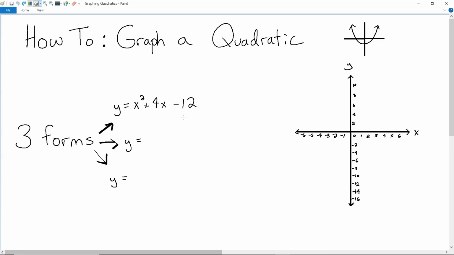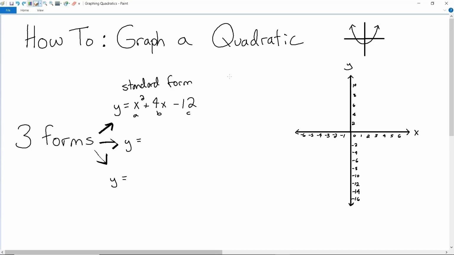So, starting right off the bat with a quadratic in standard form. And when a quadratic is in standard form, we're going to have usually three terms. We're going to have our A term, our B term, and our C term.